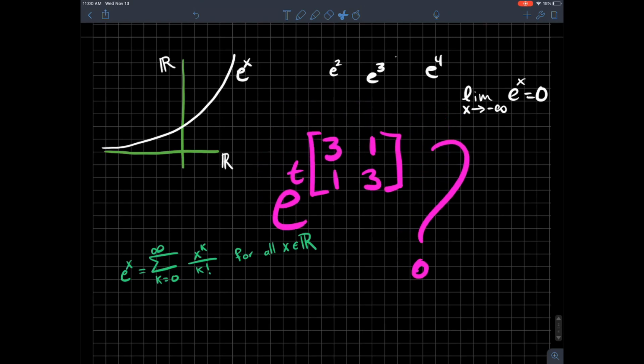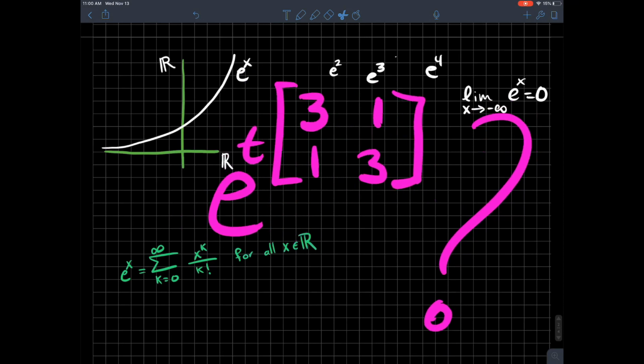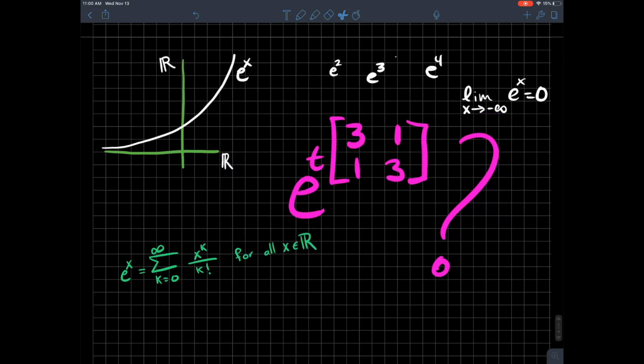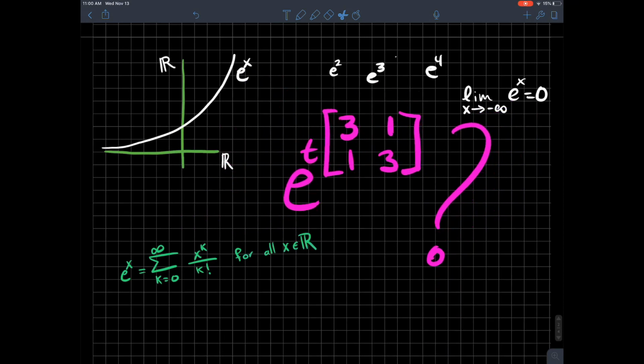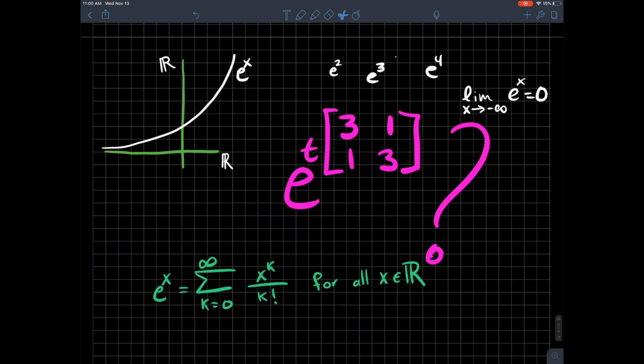That's right. A matrix. What in the world does that even mean? How do you plug a matrix into e to the x? And why would you even consider that? So before I ask you why, first of all, let us ask the question, what does that even mean?